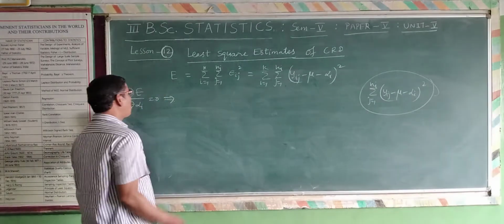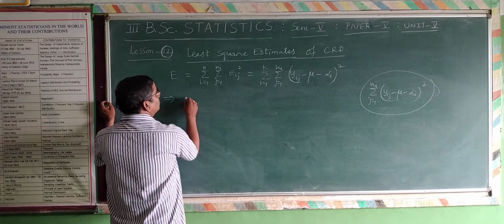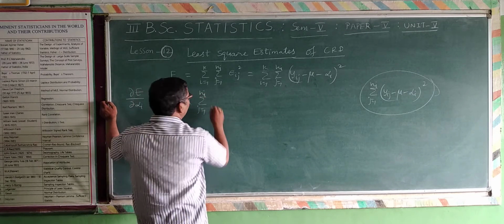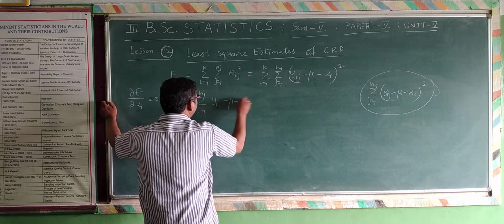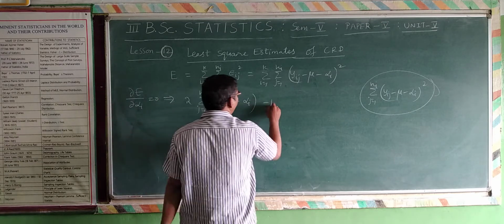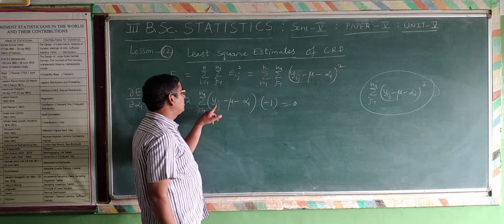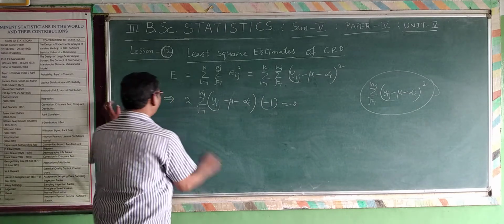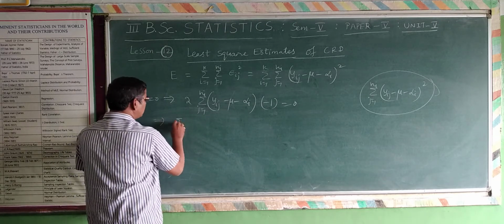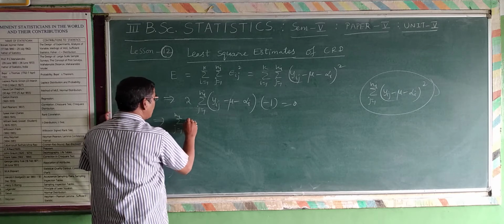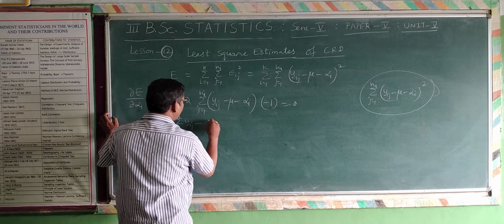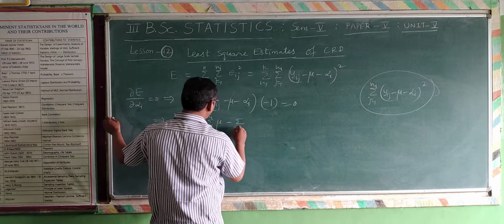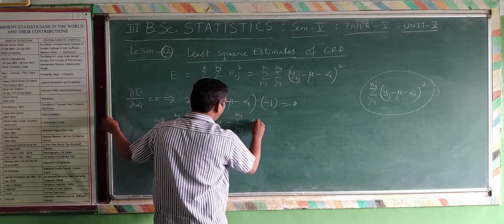That is what my argument is. So therefore, 2 into the differentiation of that summation j equals 1 to n_i, y_ij minus mu minus alpha_i, multiplied by the differentiation, which is minus 1. y_ij differentiation 0, minus mu differentiation 0, minus alpha_i differentiation minus 1. So therefore, by applying the summation, summation j equals 1 to n_i y_ij minus summation j equals 1 to n_i mu minus summation j equals 1 to n_i alpha_i is equal to 0.